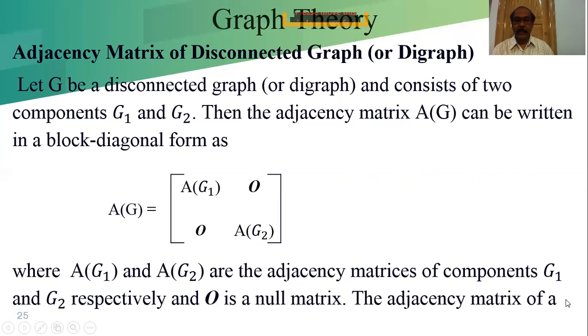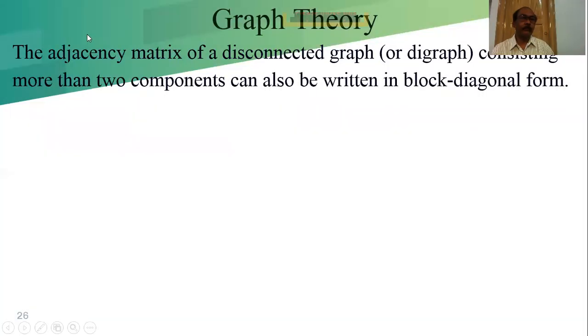The adjacency matrix of a disconnected graph or digraph consisting of more than two components can also be written in block diagonal form. We can also do this for the incidence matrix. If a graph G has two components G1 and G2, we can also represent the incidence matrix in block diagonal notation.